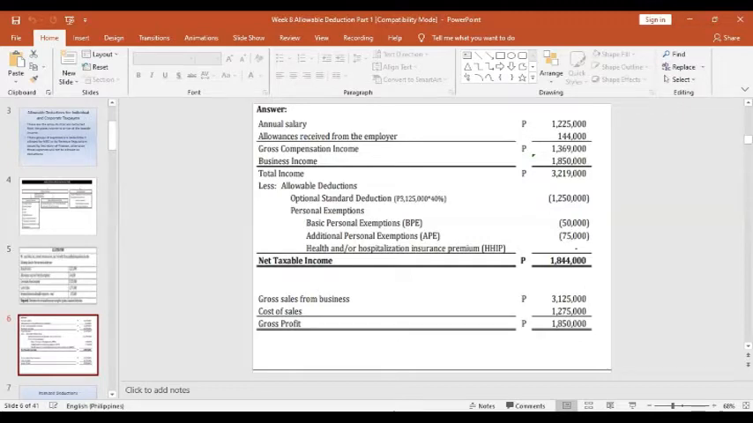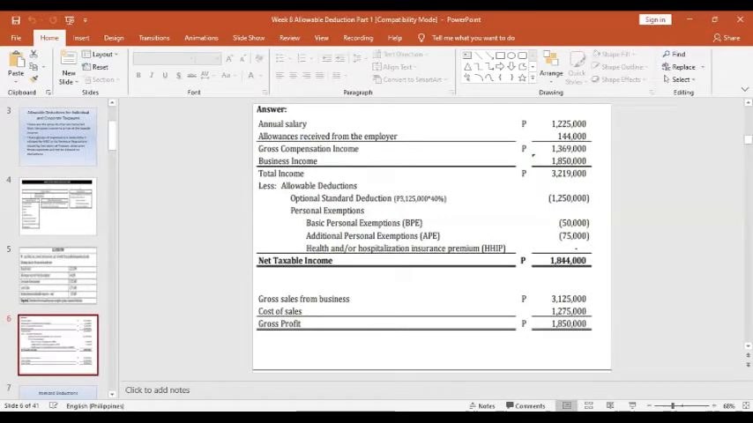Okay, so for the basic personal exemption of Mr. Juan de la Cruz as an individual, 50,000, and the qualified dependents as additional exemption of 3 times 25,000, so that's 75,000. Of course, HHIP is not applicable. As you can see, in the HHIP, the required income is 150,000 or below in a year, and Mr. Juan de la Cruz earns more than 150,000 pesos in a year. So there will be no HHIP. So that will be the allowable deduction and personal exemption.